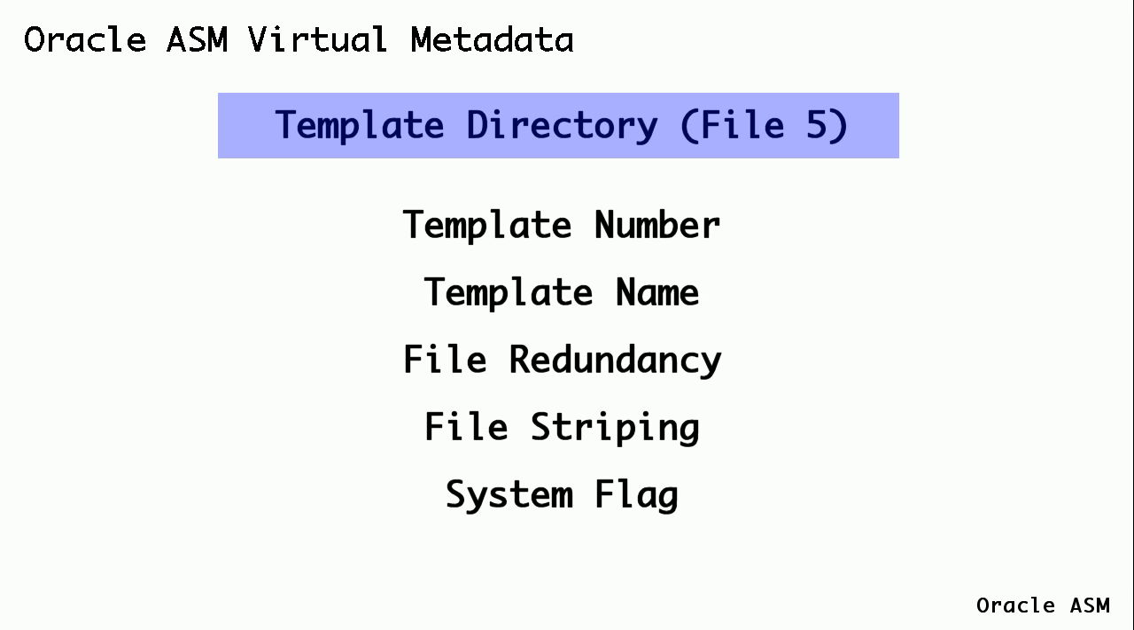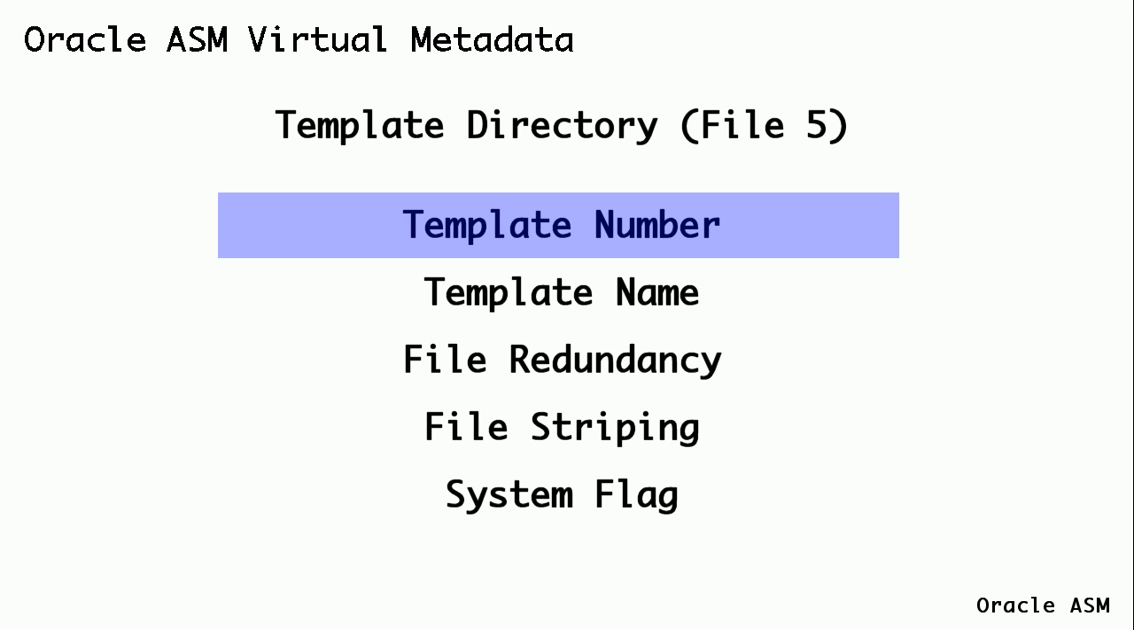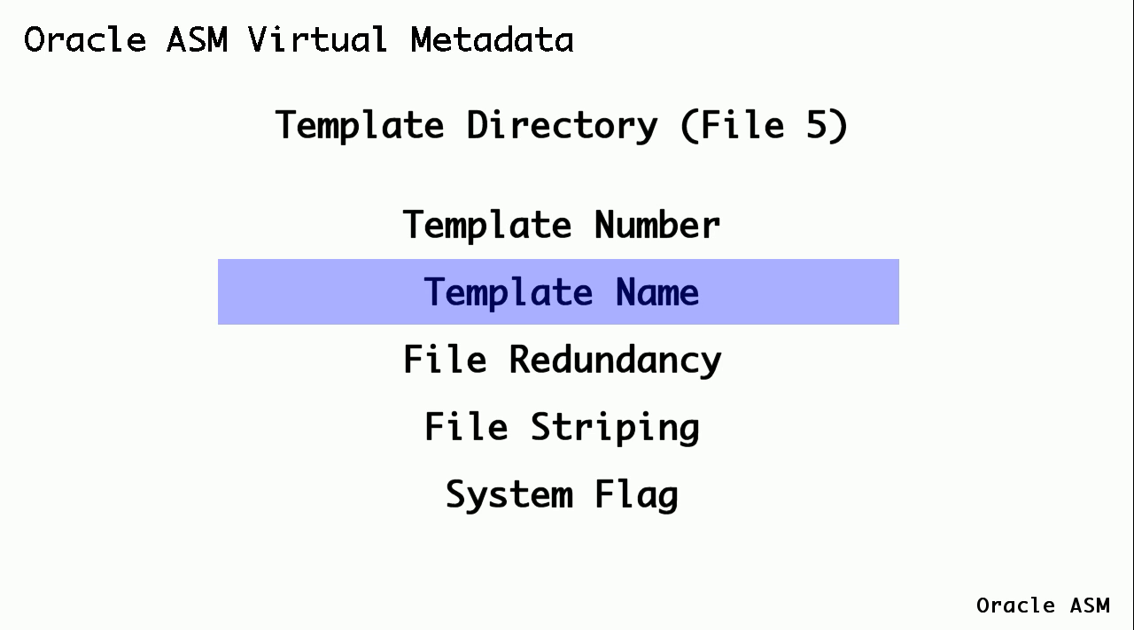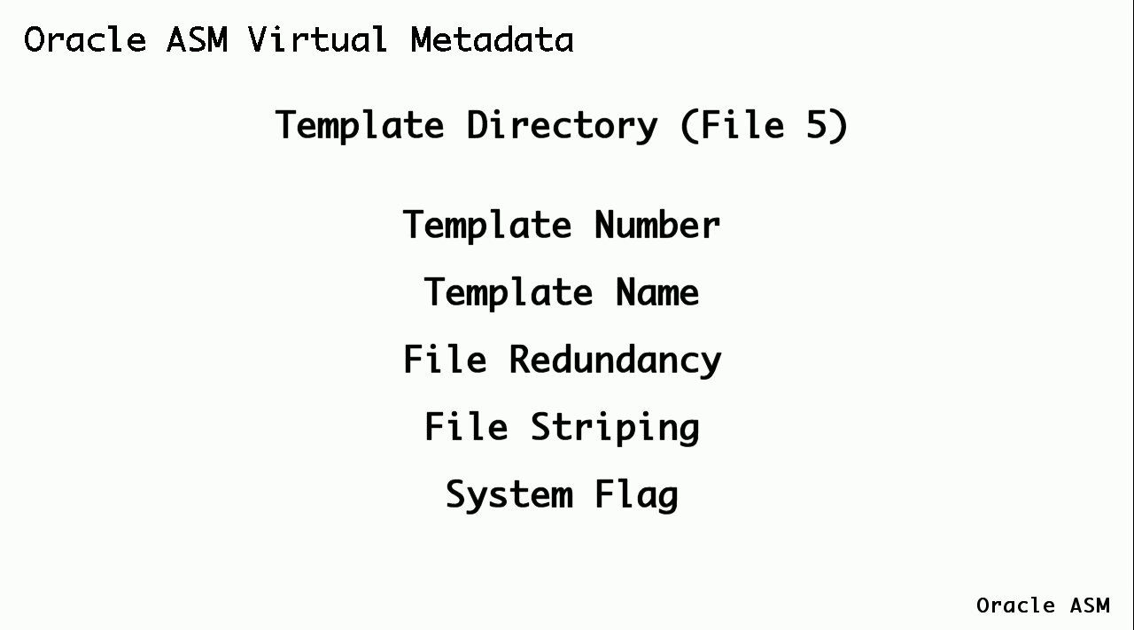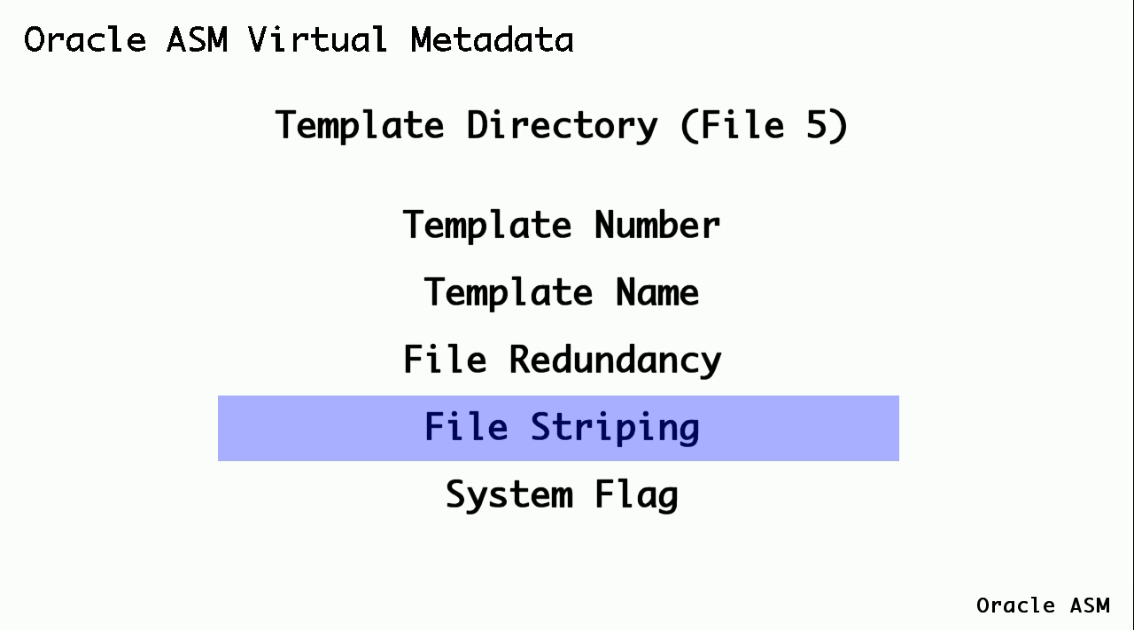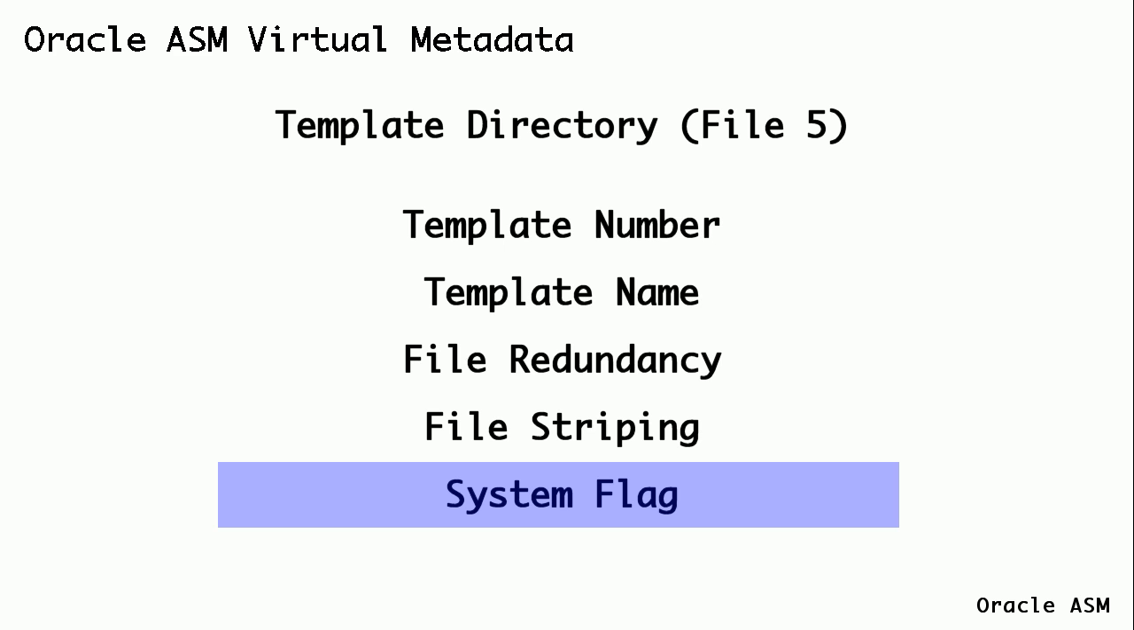Template Directory contains a template entry for each template and contains the following information: template number, template name. File redundancy can be high redundancy, normal redundancy, or no redundancy. File striping can be coarse grain striping or fine grain striping. System flag indicates if the template is system created or it is not created by the system.